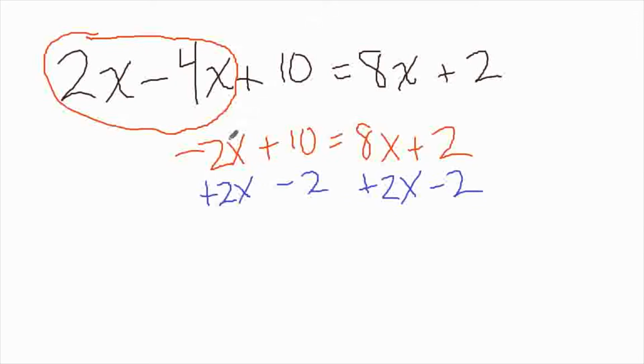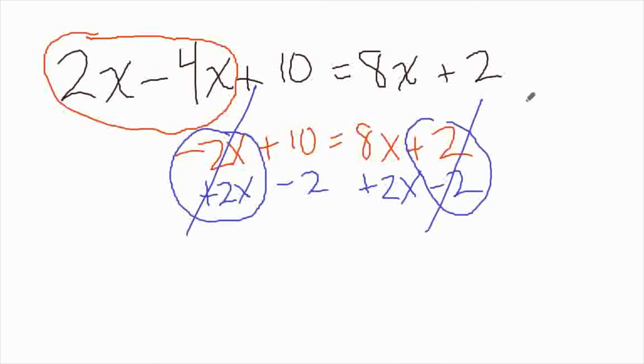On the left side, both of these cancel. They just add to 0. On the right side, both of these cancel. 2 minus 2 is 0. So after we clean up the mess, here we have a 10 minus 2. That's going to give an 8.